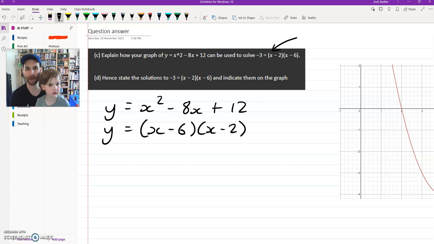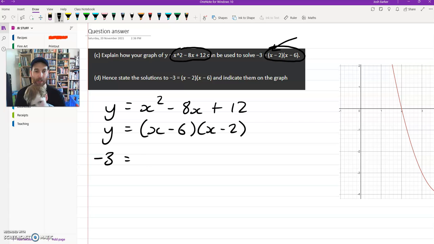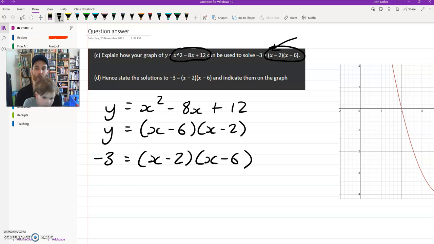Okay, so what I'm getting at here is that this expression, x squared take 8x plus 12, is the same as x take 2 bracket x take 6 just here. Now that's talking. So now that we've established that they're essentially the same expression, I'm going to write the one that we need to solve just here. Negative 3 equals x take 2, same thing as the one above, just in a different order, x take 6.